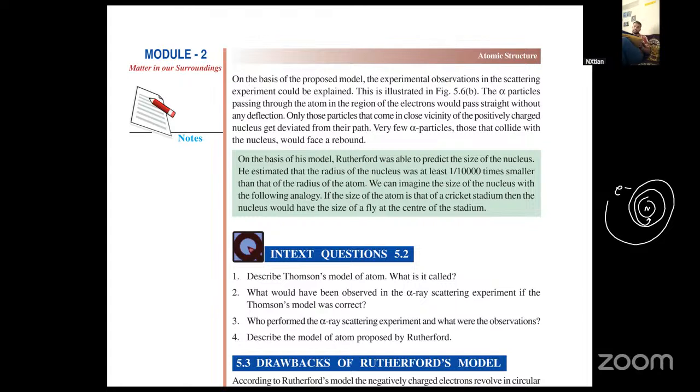Rutherford said that electrons revolve around the nucleus. If positive and negative charge meet, there is a spark, a blast, because there will be instability in the atom. So it means that after 8 years, your sleeper will blast. Is it not like that? So I will not say it's failed, but it is incomplete. Something is missing. That missing part is done by Niels Bohr.